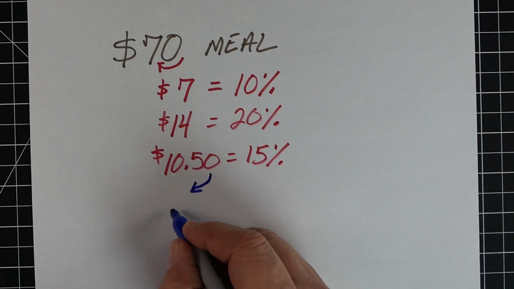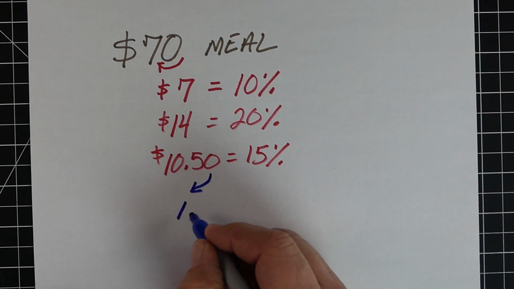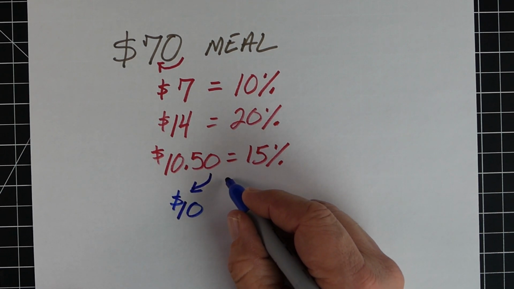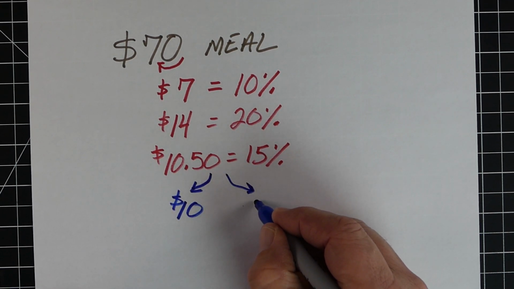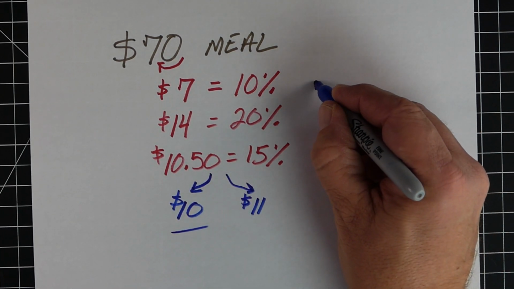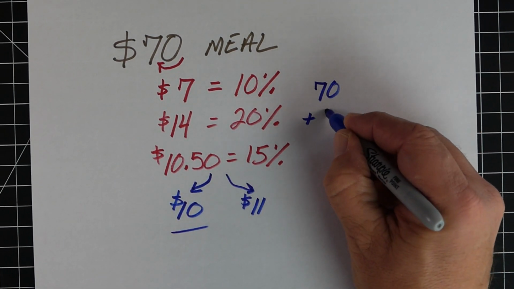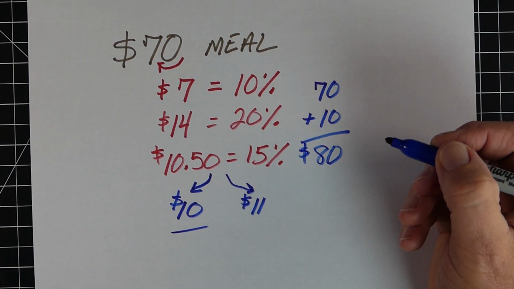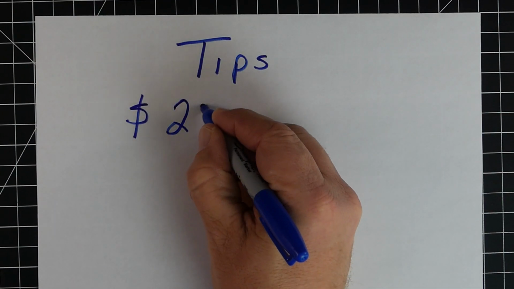A lot of times when we're leaving tips, though, we don't leave necessarily cents. So what we could do is round it off. So we could round it down to $10, or we could round it up to $11. Either way is fine. You're close to the 15%. The nice thing about 10 is if you add the $10 tip to a $70 meal, you get $80. So sometimes it's kind of nice to have a nice round number.